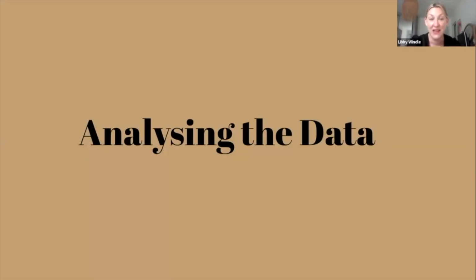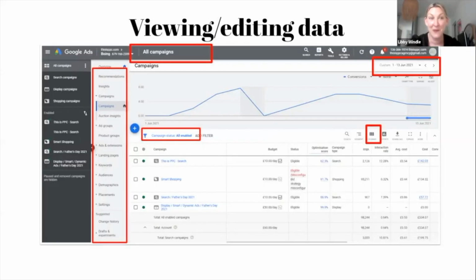Once they go live, this is what the platform actually looks like. This is how you view and edit your data. People find Google Ads really difficult to navigate. So the key thing to remember is to always look up here in the top navigation. This will change depending on where you are. So if you click through into an ad group, this will change. So use this to know where you're working in the platform.